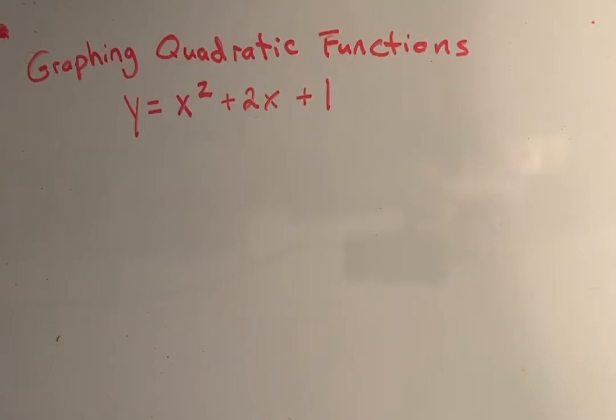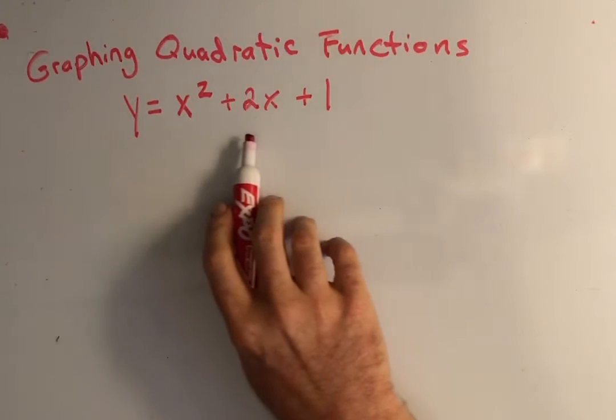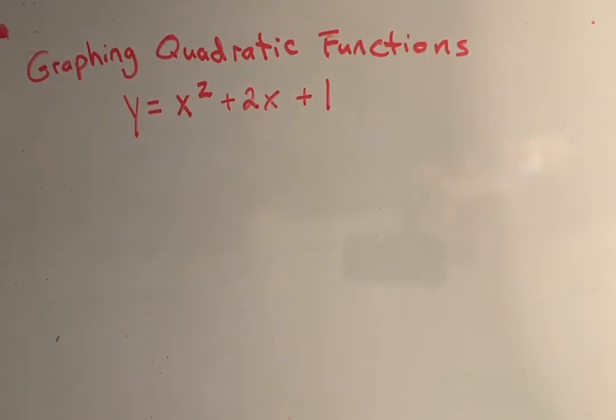So we are going to do some graphing, and we are going to graph a quadratic function, okay? The quadratic function we're going to graph is y equals x squared plus 2x plus 1. All right, for this one, we're going to need to plug in a few more points than we normally do, okay? So we're actually going to plug in 1, 0, -1, -2, -3, -4, and -5, okay?